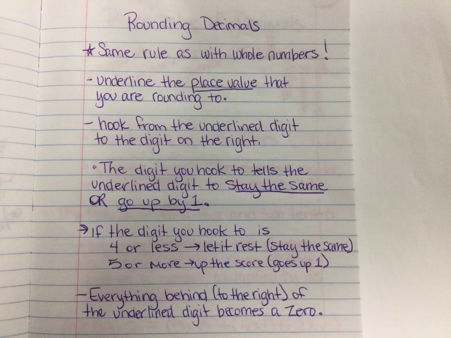So that's rounding. Use the same rules with whole numbers. Again, underline the place value that you round to. Hook to the digit on the right. The digit you hook to tells the underlined digit to either stay the same or go up. So if you hook to the right and you have a number that's 4 or less, it's telling the underlined digit to stay the same. If you hook to the right and the number you hook to is 5 or more, you're telling the underlined digit to go up by 1. And then everything behind or to the right of the underlined digit becomes a 0.